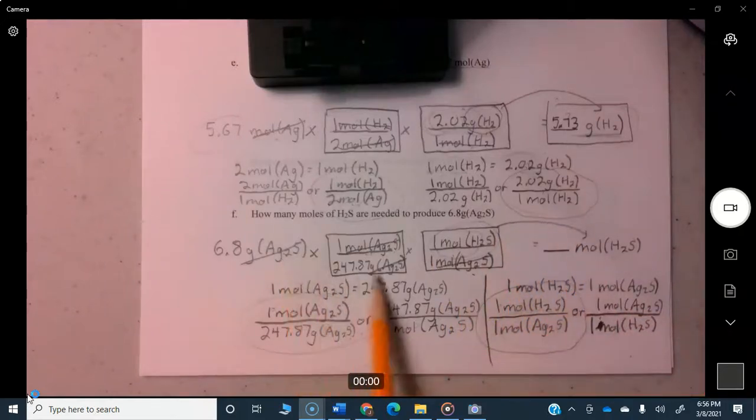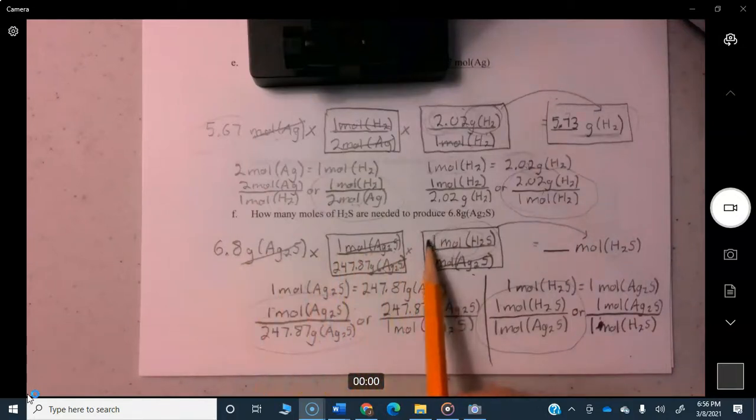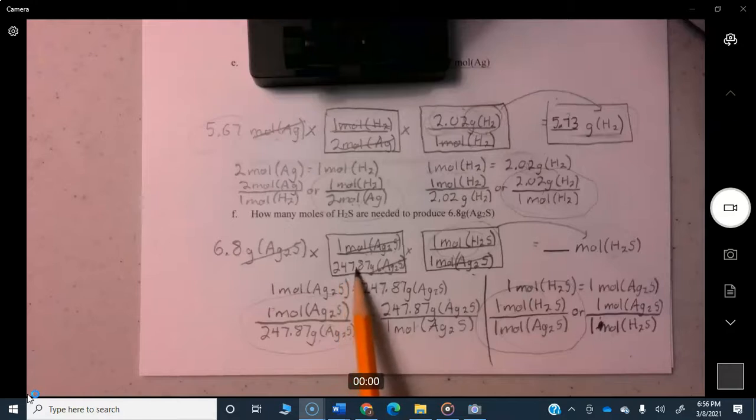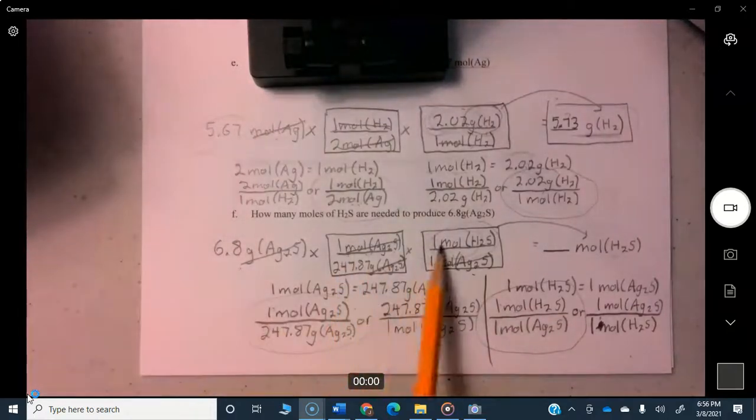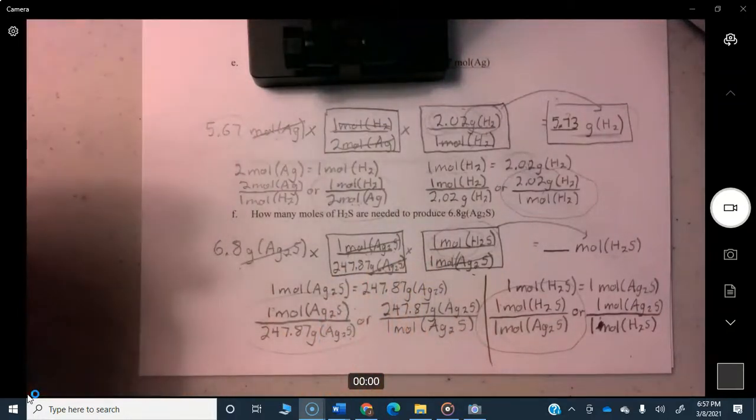So now that we know we've got our cancellations and everything set up right, we're going to multiply 6.8 times 1 times 1 divided by 247.87 divided by 1. And of course, as you know, you don't really have to multiply by the ones, but technically everything on top, divide by everything on bottom, right?